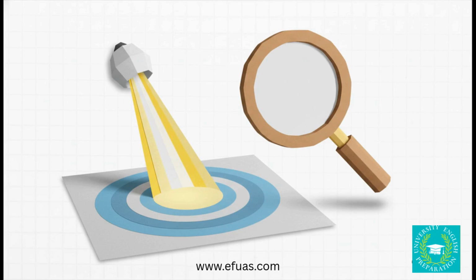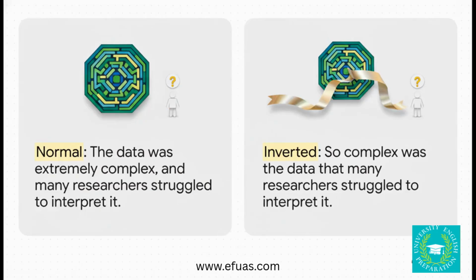All right, ready for a more advanced pattern? This one uses the word so. Now, this isn't the so we use as a connector. Instead, it's used with an adjective to emphasize the degree or the extent of something and the result that followed. And the result is this highly sophisticated structure. So complex was the data that many researchers struggled to interpret it. This single elegant sentence directly links the cause, the complexity, with its effect, the struggle. This is a true sign of advanced analytical writing.